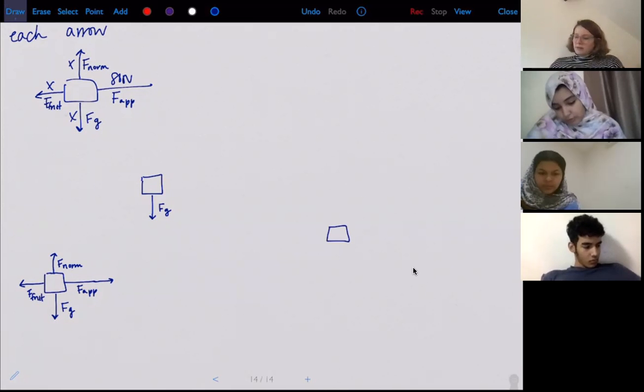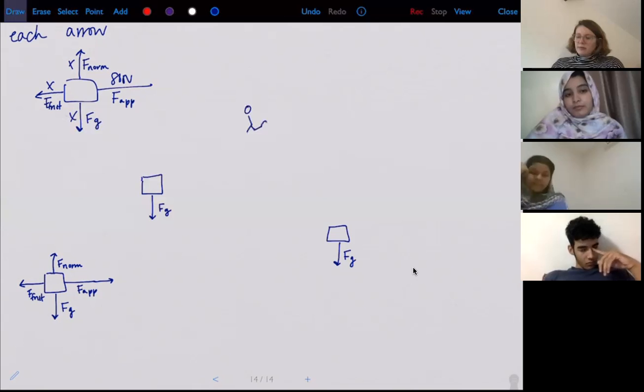Gravity. Anything else? Applied force. We already applied the force. It's when the football, so what happens is the guy is right here and he kicks the football and then the football travels up and now it's right here.